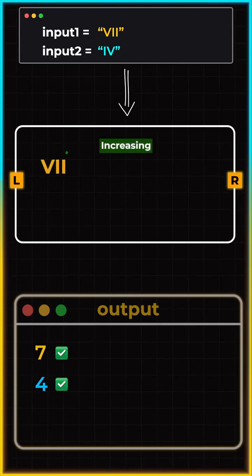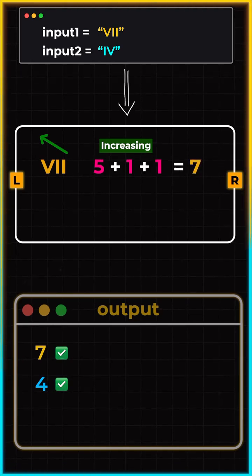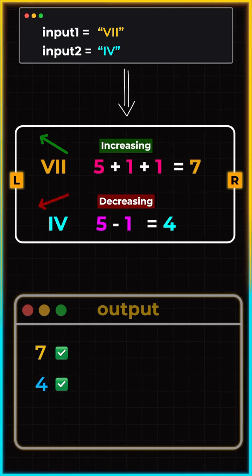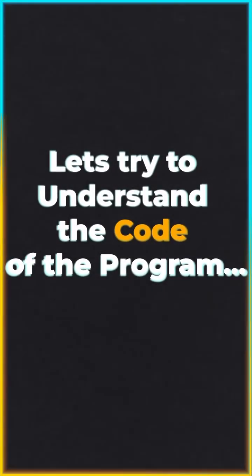If the number increases from right to left, we are performing addition. And similarly, if the number decreases from right to left, we are performing subtraction. Now with this in mind, let's look at the code for the same.